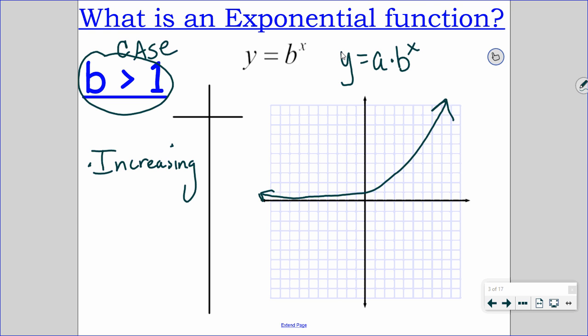It's called an exponential growth. Exponential growth.